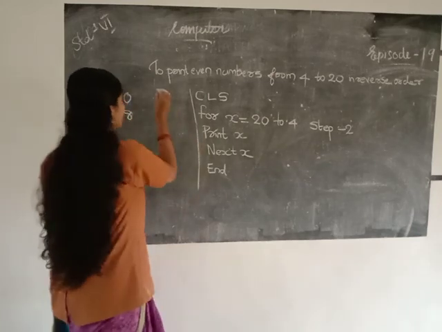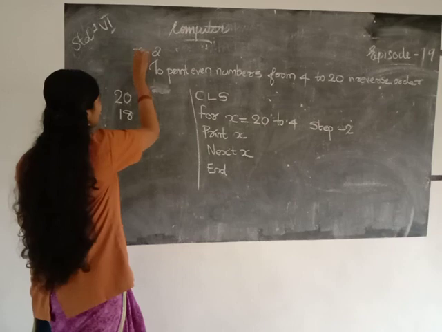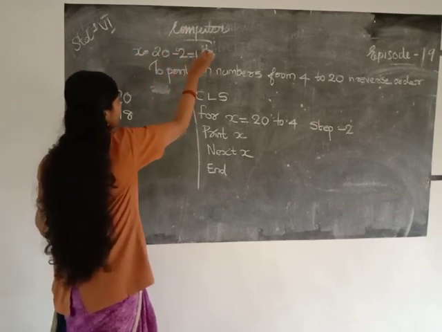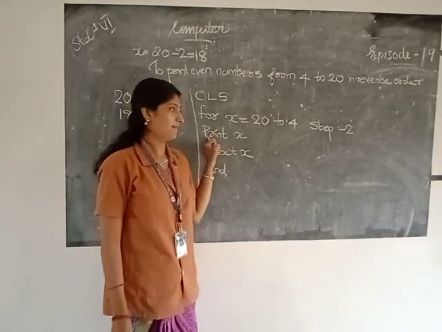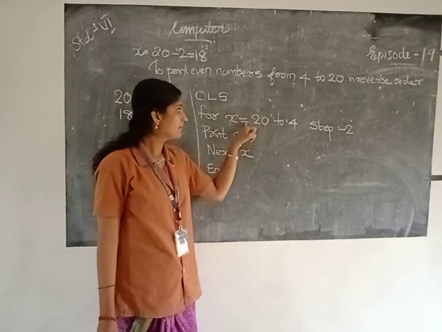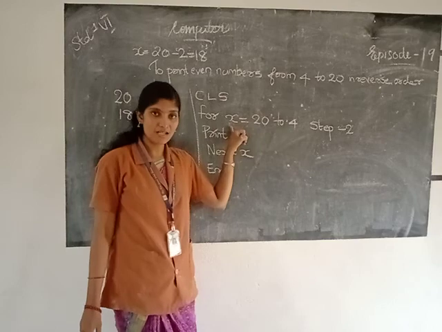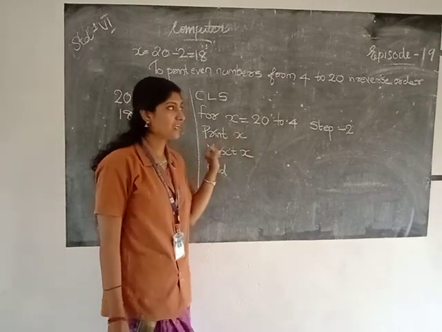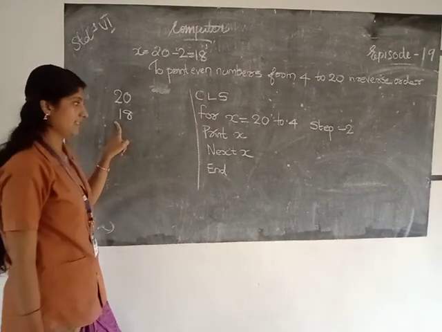Then here, 20 minus x equal to 20. 20 minus 2 is equal to 18. Yes. Now the current x value is 18. Okay. Then next, print x. Print x means the current value of x equal to 18. So print x means print 18. Yes, we printed the number 18.